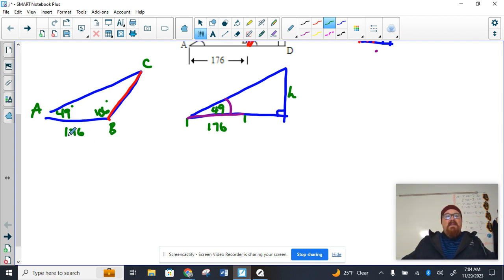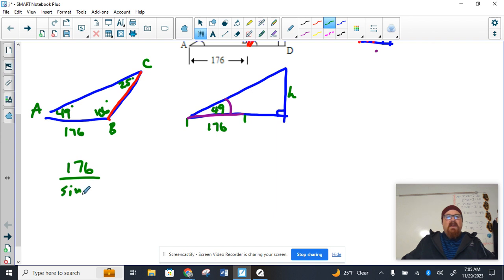Since we have this side length, we can figure out what this angle is. So add these together, we get 155. So we know that the measure of this angle right here is 25 degrees, because those angles have to add up to 180. So now I do have one complete ratio.